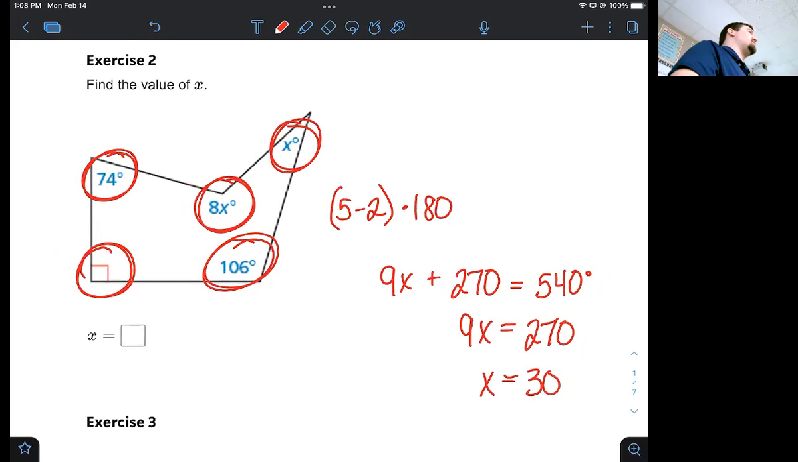It doesn't say find the measure of the missing angles. Otherwise, we would know that this angle up here is 30, and we'd have to times by 8 to see what that is. Now, this angle, that would actually be over 180 degrees. Because this exterior angle is obtuse, but this is way obtuse.